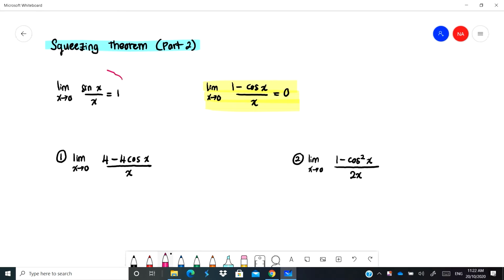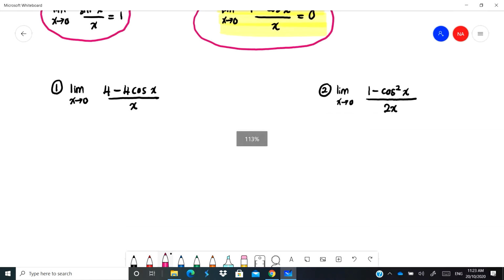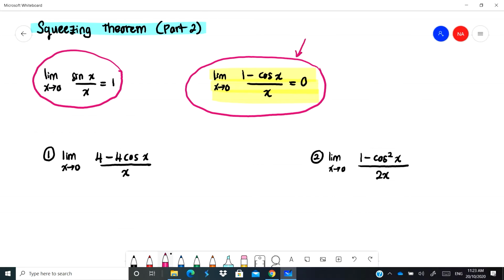In this video we are going to discuss the squeezing theorem. In the previous video we just focused on the limit as x approaches 0 of sin x over x, which is equal to 1. But the other one is actually quite infamous: the limit as x approaches 0 of 1 minus cos x over x. It is a 0 over 0 case, but it is equal to 0. So you have to memorize these two. Let's see some examples of using these limits from the squeezing theorem.